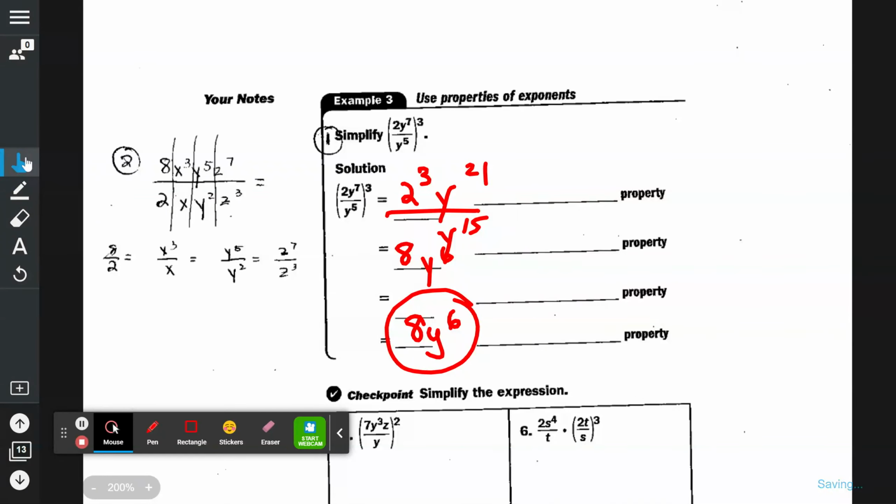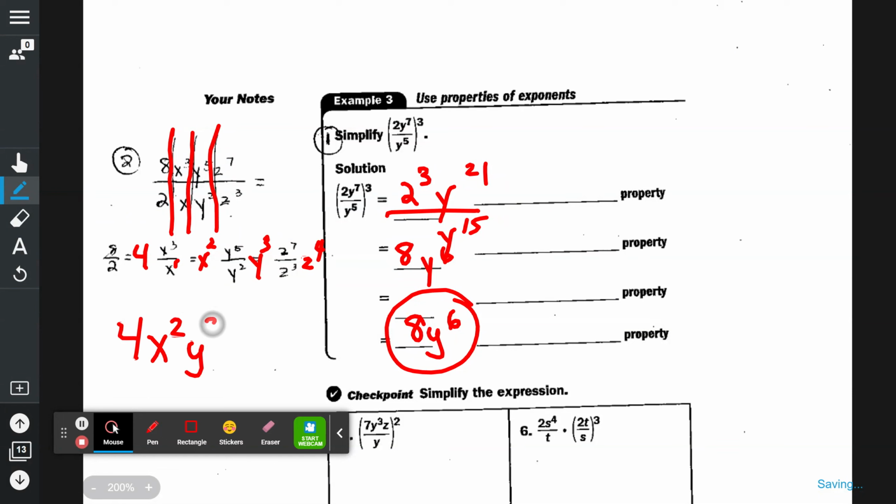And now if we look at number 2 over here, notice, again, I take what could be complicated and turn it into 4 simple problems. 8 over 2 is 4. X cubed over x to the 1st is x squared. Y to the 5th over y squared is y to the 3rd. And this becomes z to the 4th. So my final answer is 4x squared y cubed z to the 4th.